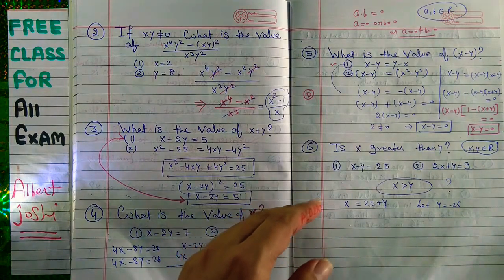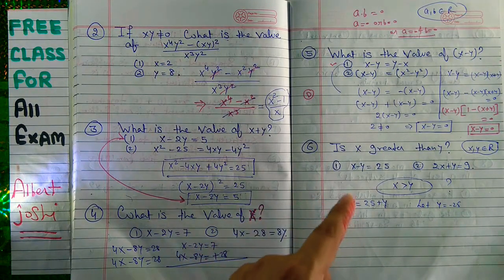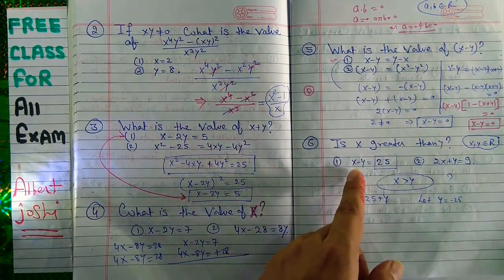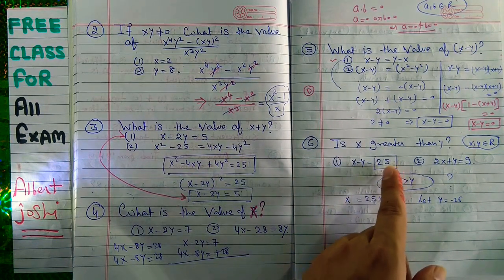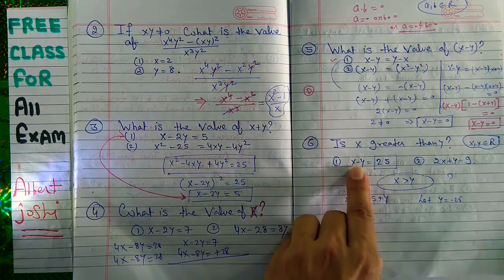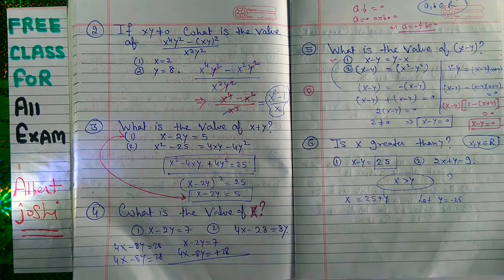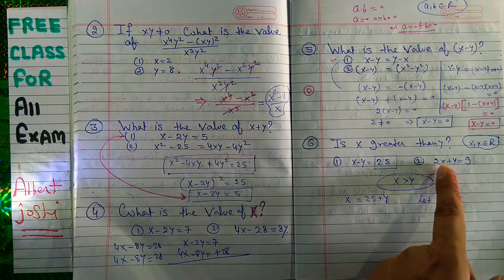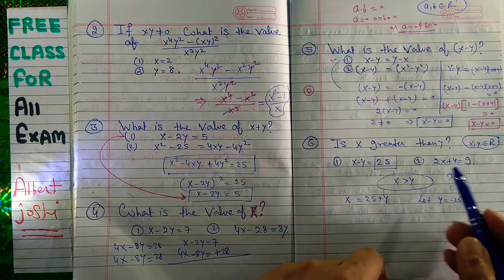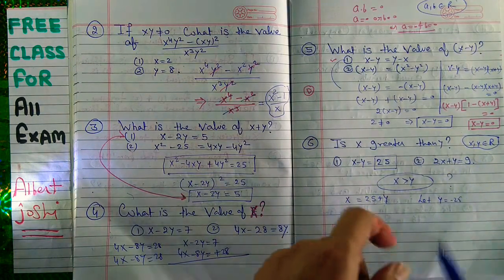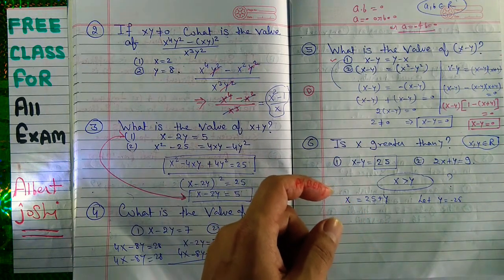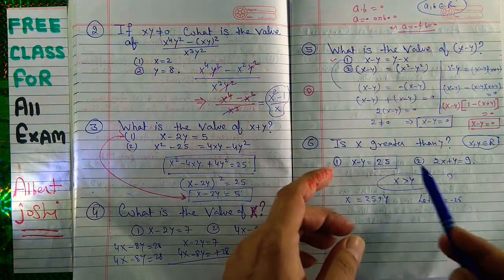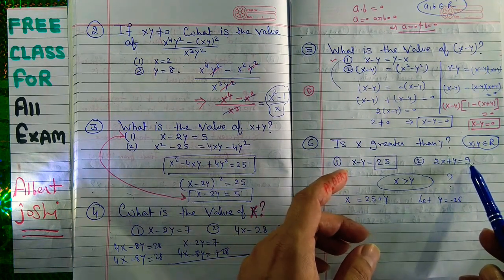So by the first statement, x is greater than y because x minus y is equal to a positive value. If you are subtracting two variables and you are getting a positive value, it means that this value is greater than this. That is the mathematics. Now the second statement, 2x plus y is equal to 9. You are adding two variables and getting a positive value again, but this statement is not sufficient because you can put any value to get this 9.